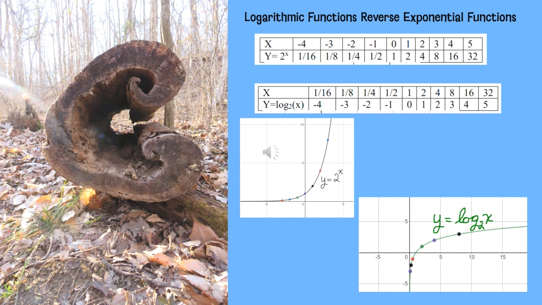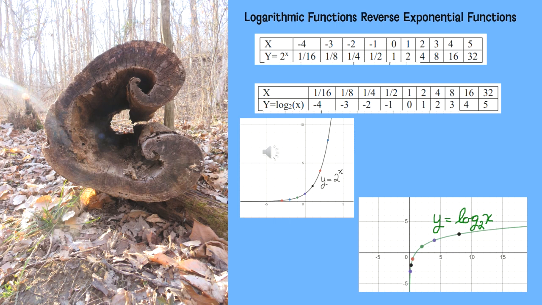Now the log function, the inverse function: when you plug in 1/16 as the input to the log function, the output is negative 4. So what was the exponent is now the output. When you plug in 1/8 to the log function, you get out negative 3. When you plug in 1/4, you get out negative 2. When I plug 1 into the log function, I get out 0.